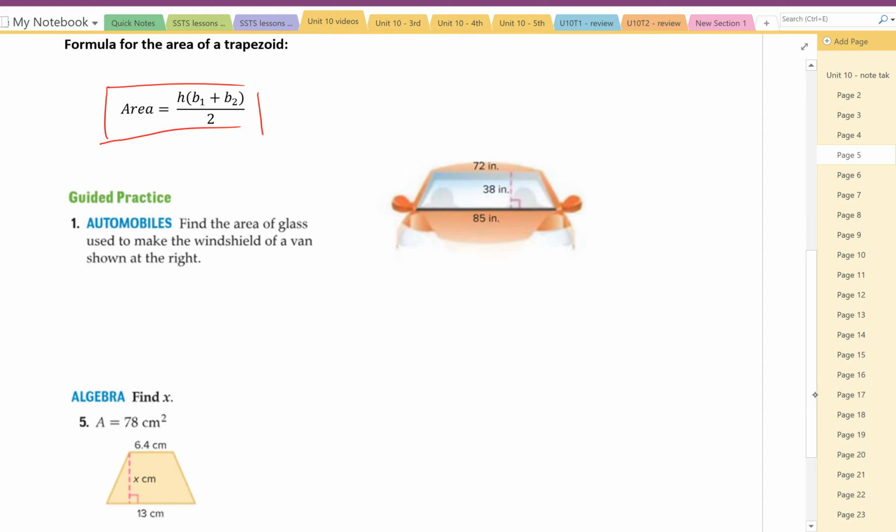Number 1 here wants to know the area of the windshield on this car. There's kind of a trapezoid created here by the windshield. The bottom of the windshield and the top of the windshield are going to be my two bases. One of them is 72, one of them is 85, and it's given me a height of 38. So if I want to know the area, the height goes first, that's 38, times the two bases added together, base 1 and base 2. Once I've done all that, I'm going to divide it by 2.